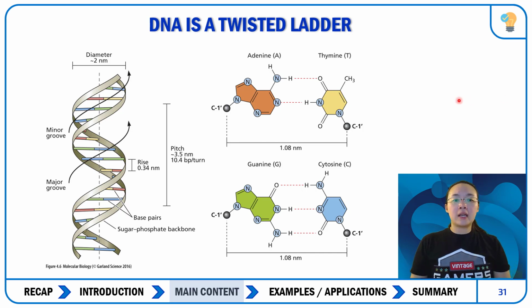Next, we have DNA being considered a twisted ladder. So we've seen this before. It's a DNA double helical structure where you have your GC pairs with 3 hydrogen bonds and your AT pairs with 2 hydrogen bonds. So that's just another way of looking at DNA and how it's formed. Base pairing is like key and lock binding.